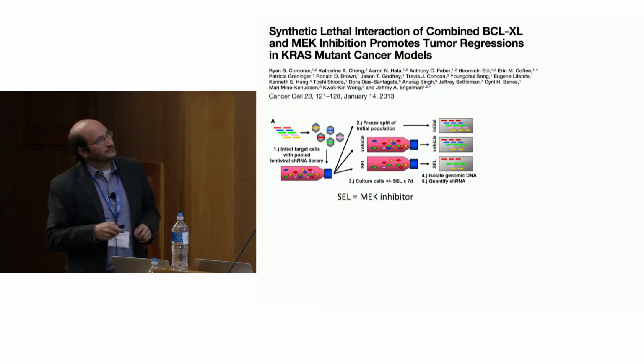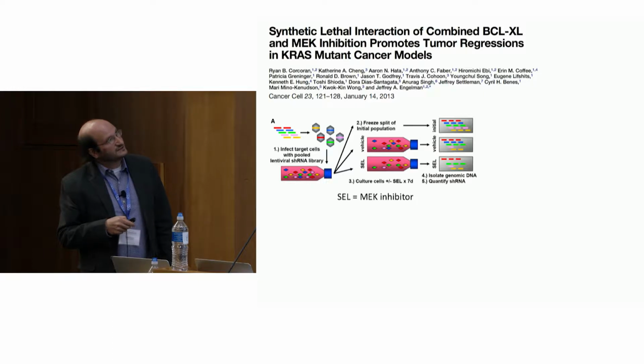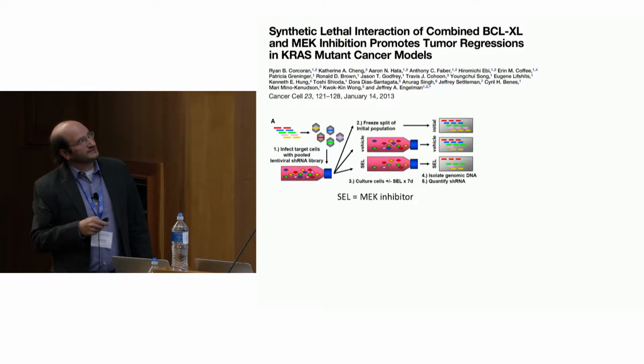Here's a pooled screen. Now, each shRNA is encoded in a single lentivirus. These are infected into cells. And the screen here is to find, in the context of a KRAS mutant cancer, genes which, when you knock them down, further sensitize to another kinase inhibitor, a MEK inhibitor.